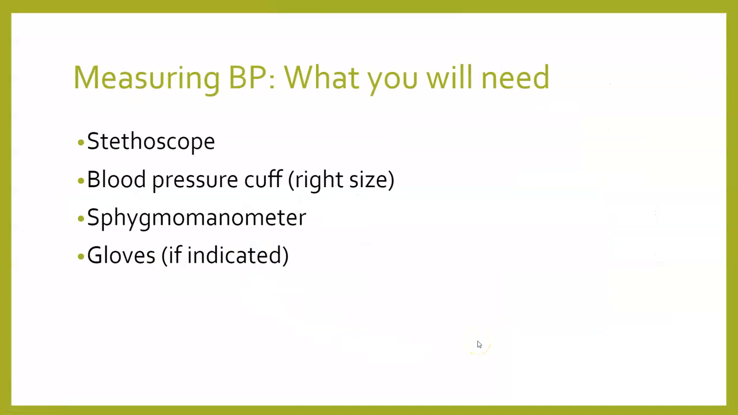Okay, so now we're going to talk about measuring the blood pressure. These are the things you will need. You need a stethoscope, a blood pressure cuff, and you've got to make sure it's the right size. A sphygmomanometer, and we'll discuss what that is. And then gloves if indicated. This would only be if you're at risk for touching blood or bodily fluids. If the patient's dry and everything is pretty much normal, you don't have to use gloves, just use hand sanitizer before.